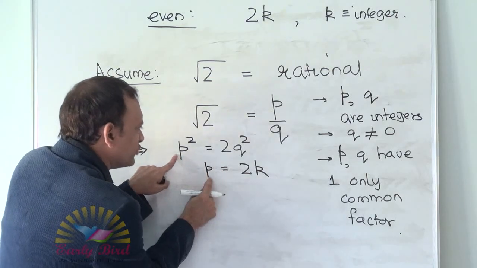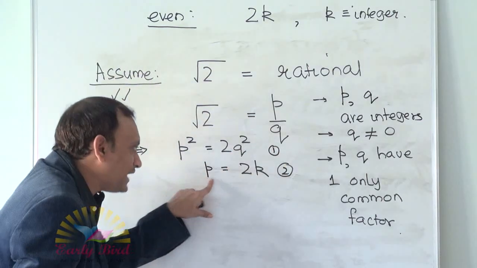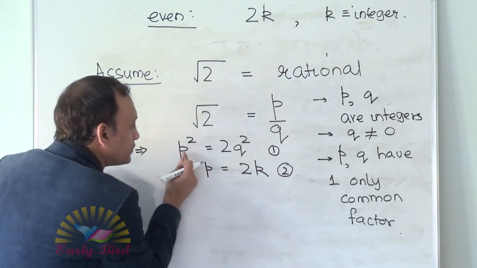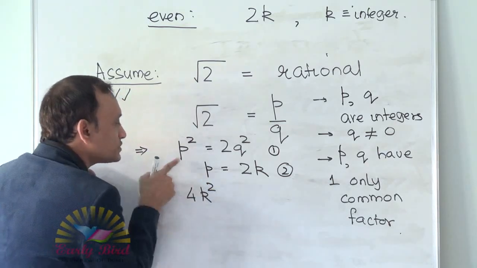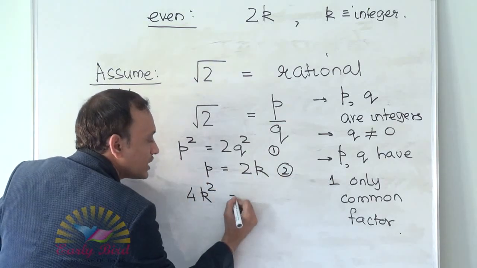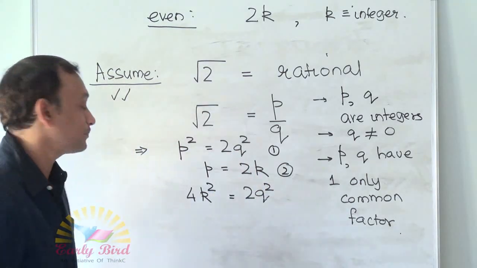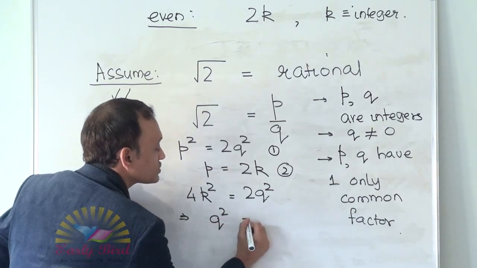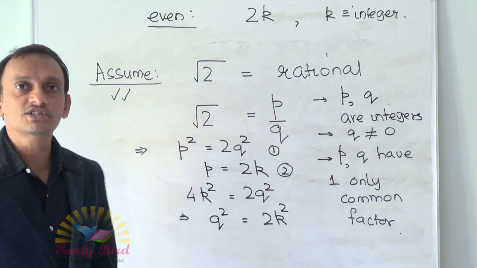So plug in the value of p. This is 1, this is 2. Plug in the value of p, which is 2k, in equation 1. When you plug in p equal to 2k, you get 4k squared. P squared means 4k squared is 2q squared, which means q squared is 2k squared.